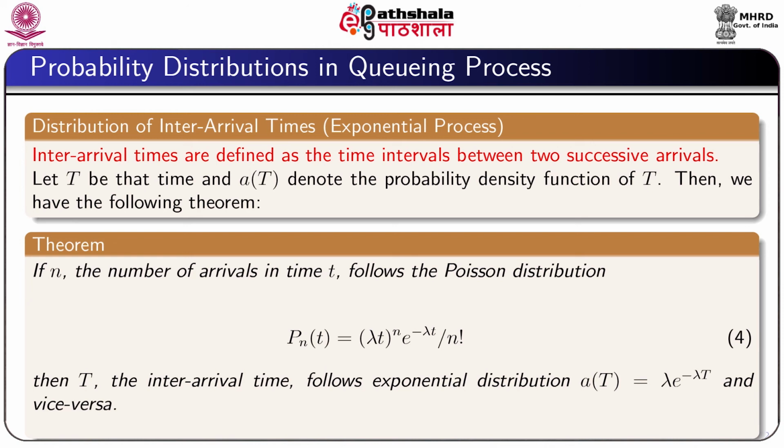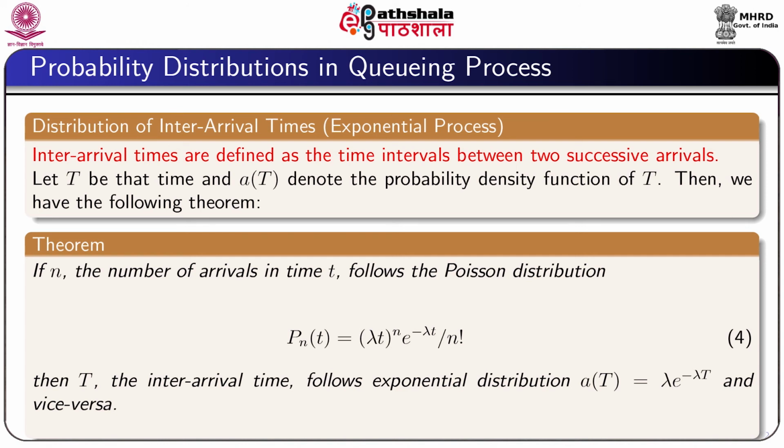Now, we will explain the distribution of inter-arrival time. Inter-arrival times are defined as the time intervals between two successive arrivals. Let capital T be that time and A(t) denote the probability density function of capital T. Then we have the following theorem.